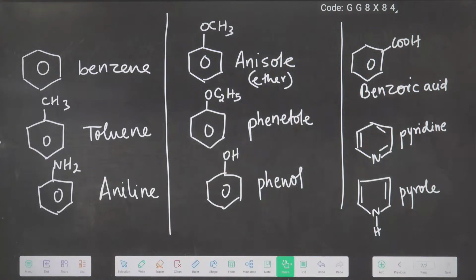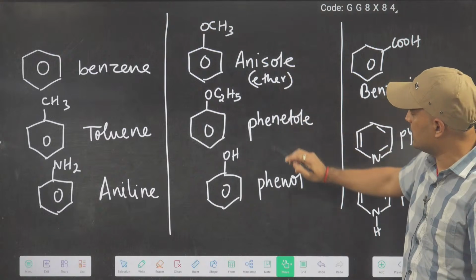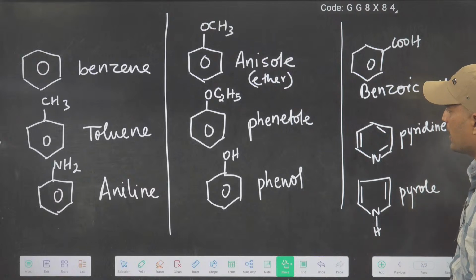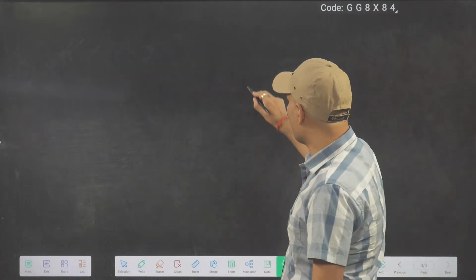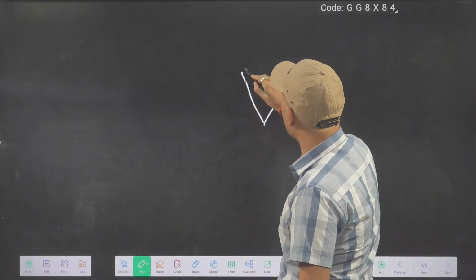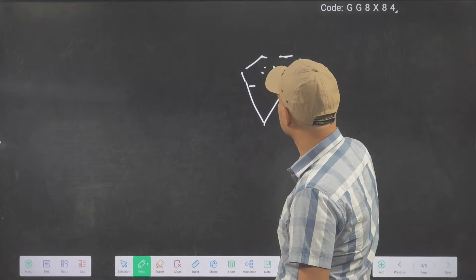diamond structure. See these compounds first: anisole, phenetole, this is ether, this is phenol, carboxylic acid, pyridine, pyrrole. Okay, so diamond structure, what do you think? As we see in movies, sir, diamond is there like this. This is diamond structure, huh?